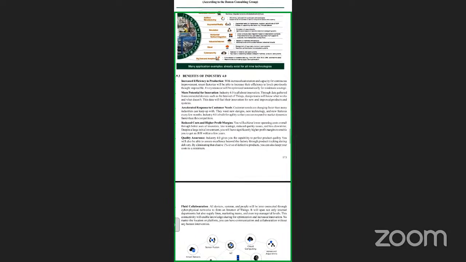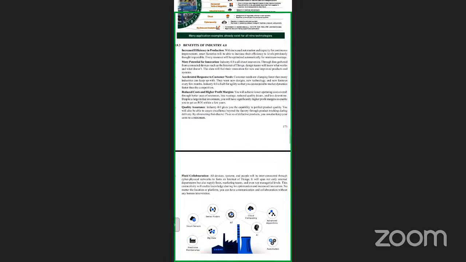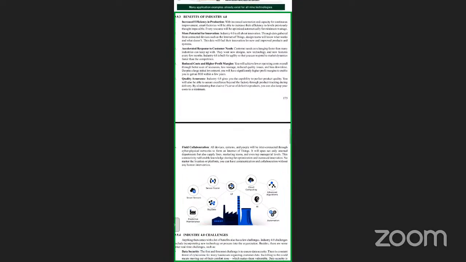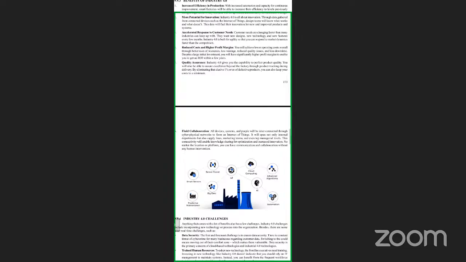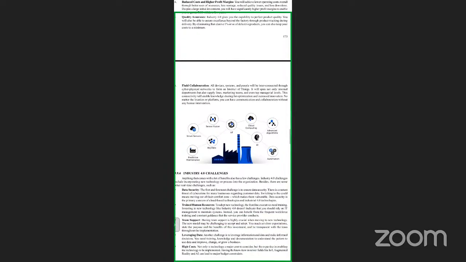Benefits of Industry 4.0: increased efficiency in production, more potential for innovation, accelerated response to customer needs, reduced cost and high profit margins, quality assurance, fluid collaboration. And all these advantages have been explained with the help of a picture.